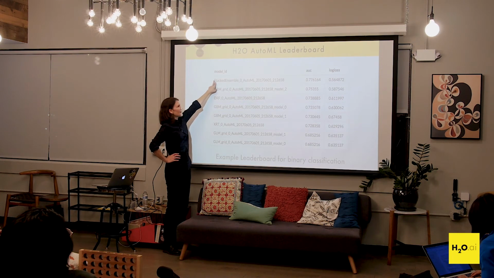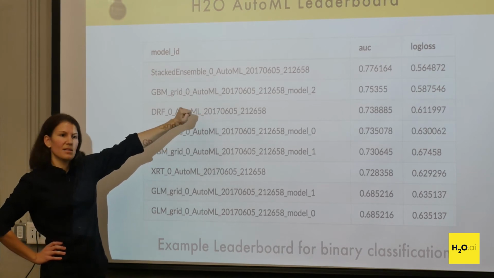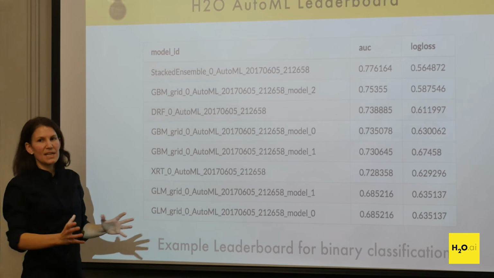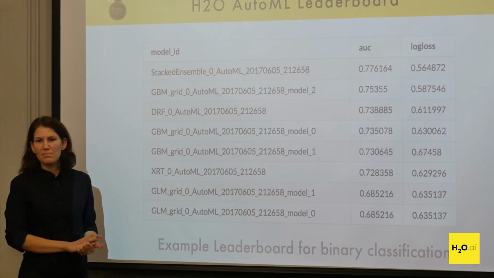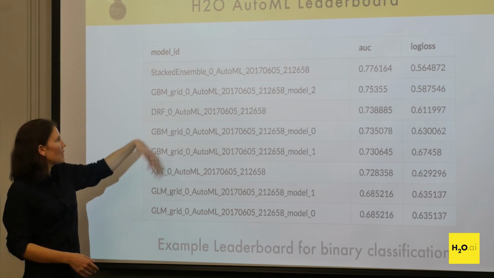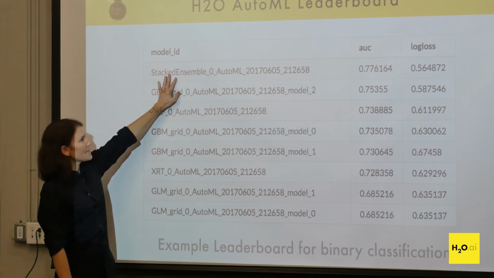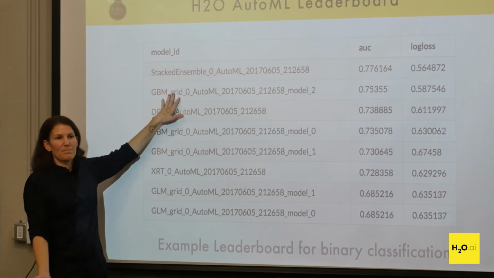So typically the stacked ensemble wins. If it's not, it probably means your data is really small. Sometimes that can happen. If you don't have enough data, maybe if you have less than 1,000 rows, it would start to maybe slide down a little bit. But typically, if you have enough data, stacked ensemble will win. And then probably a GBM will be second.